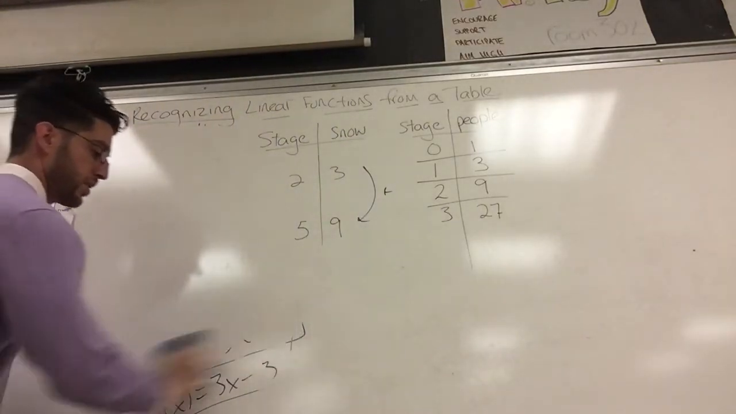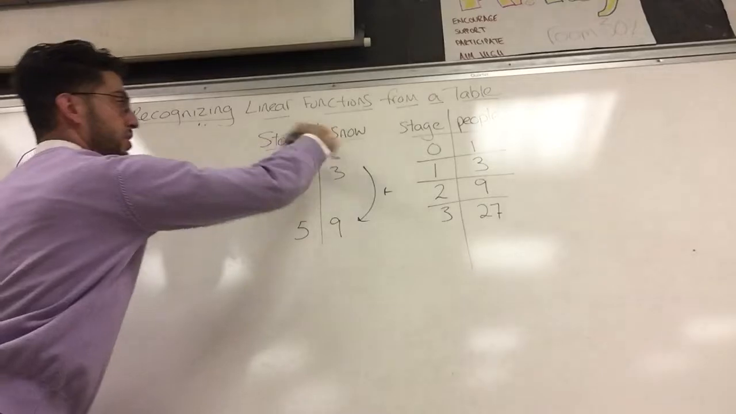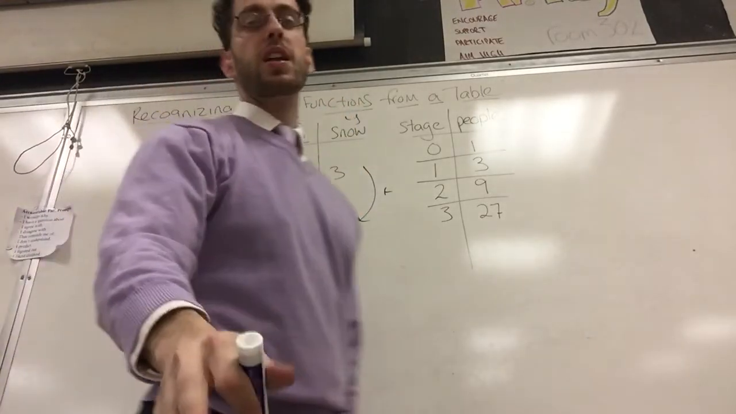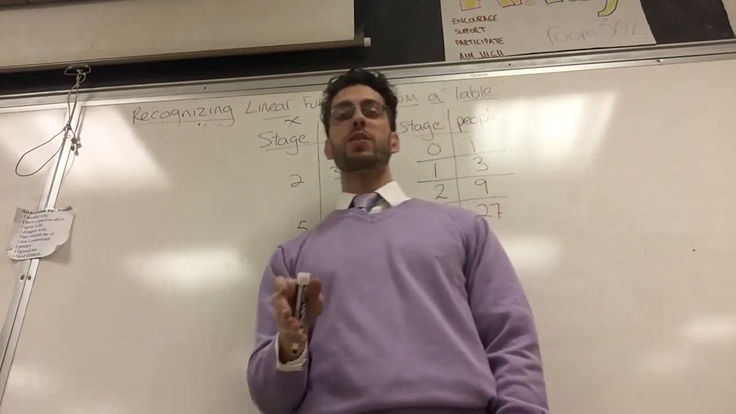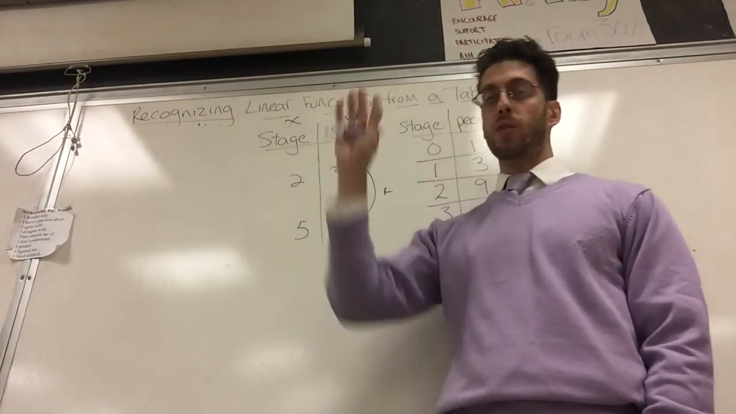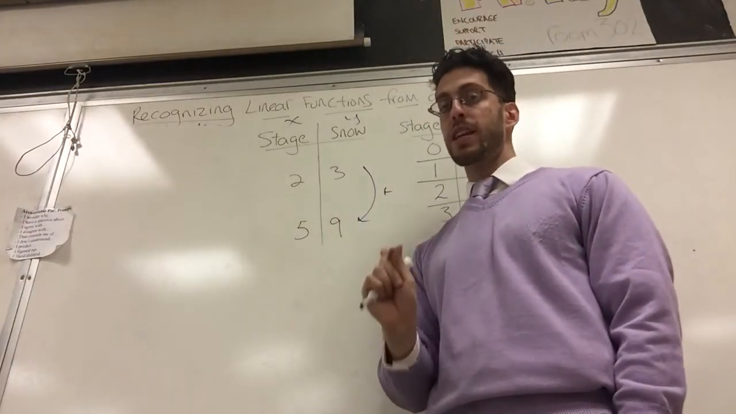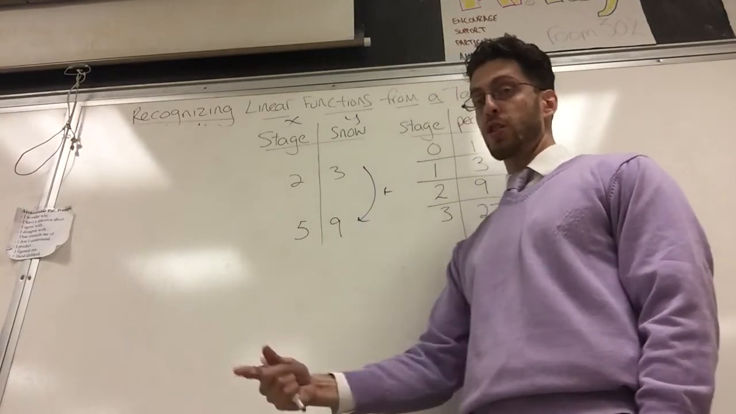And let's talk about this. New story. Stage in snow. Still x and y. This time I'm telling you that it is snowing outside at a constant rate. The snow is coming down consistently. So I'm telling you it's linear by saying there's a constant rate of change, aka slope.